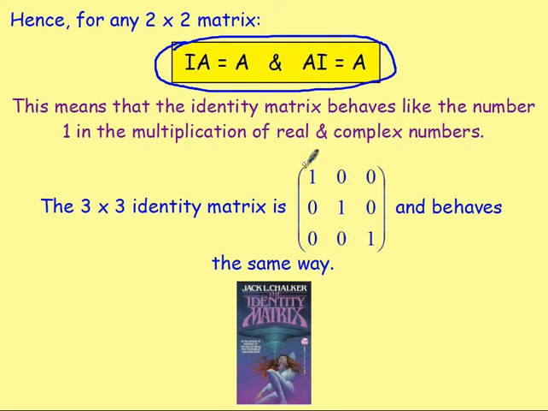The 3 by 3 identity matrix, well, it's the same thing. You've got a leading diagonal of 1s and all the other entries are 0s, and it behaves the exact same way.